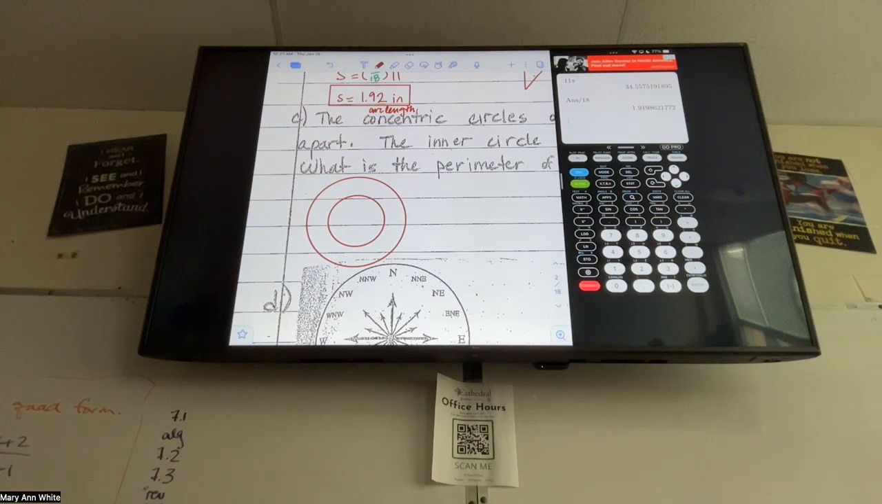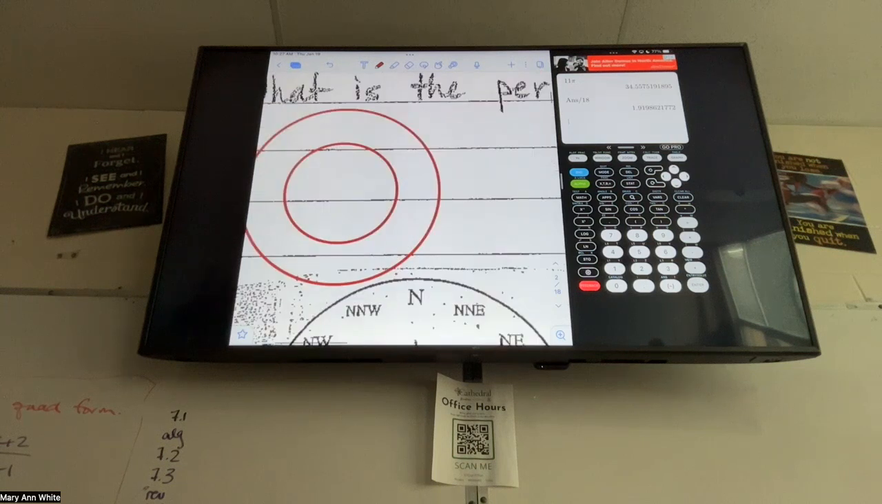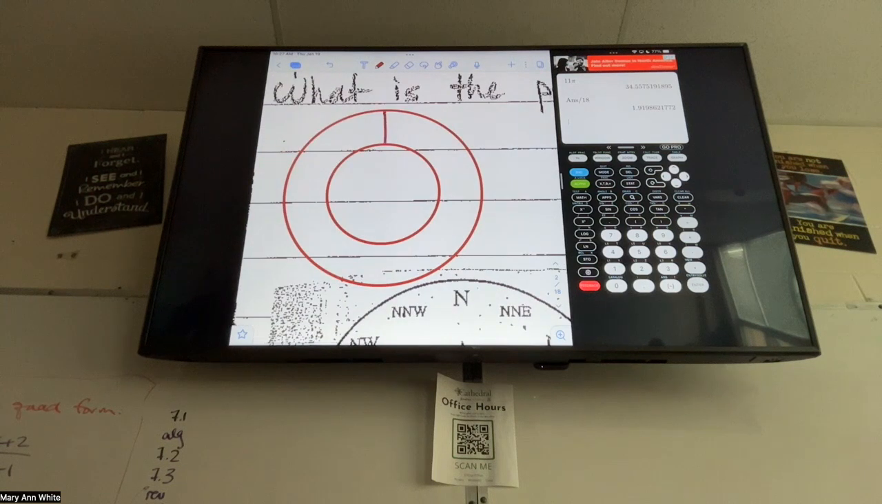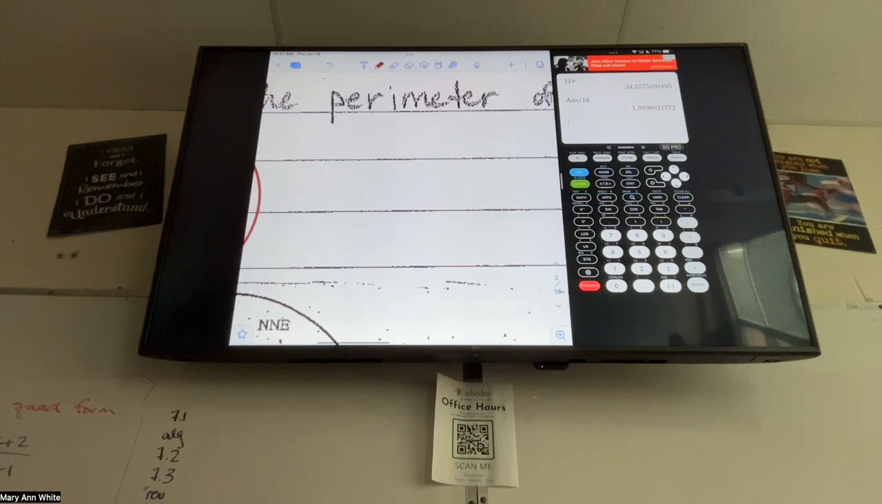Cool, okay, so it says the concentric circles of an archery target are 6 inches apart. Okay, perfect. So I'm gonna label one of these distances away from each other as 6 inches. So they're 6 inches apart. The inner circle has a perimeter of 37.7 inches. What's another name for perimeter of a circle? Circumference. Do you remember the equation for circumference?